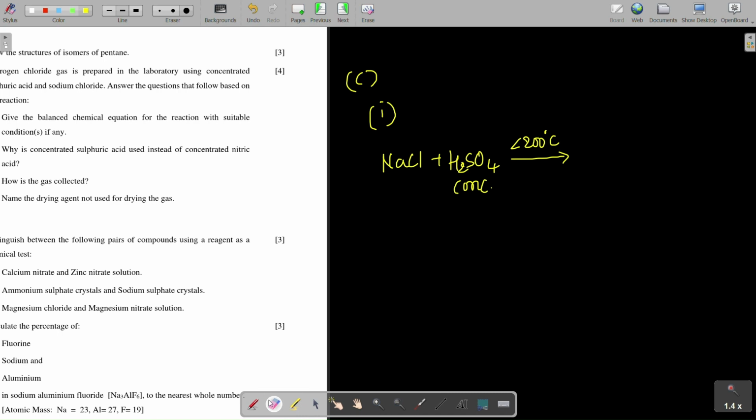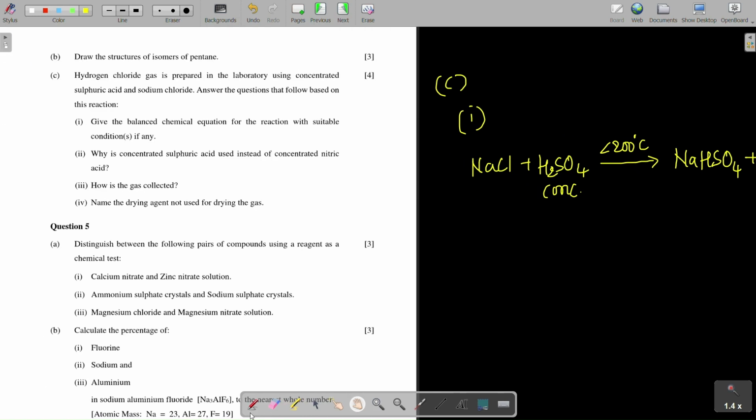An acid salt is formed, that is NaHSO4, sodium bisulfate, plus HCl gas. HCl gas is produced. So if we check this, it is already balanced. The condition is only less than 200 degrees Celsius.